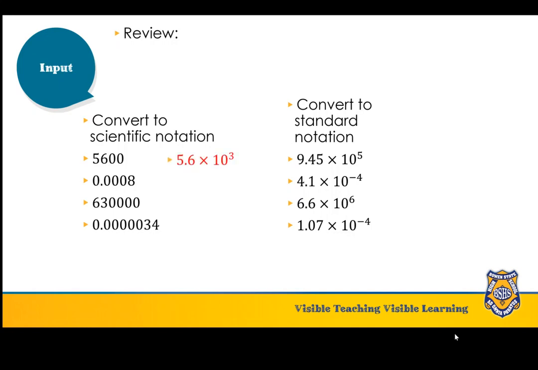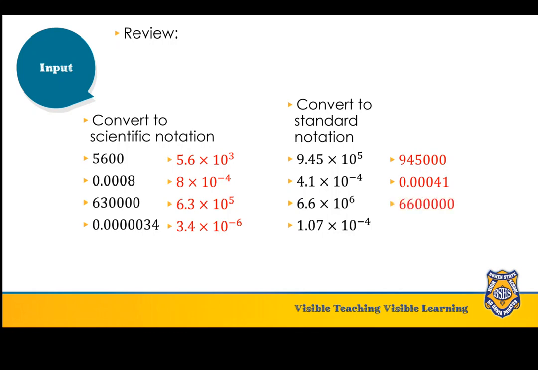So for the first one, you should have got 5.6 times 10 to the 3, 8 times 10 to the negative 4, 6.3 times 10 to the 5, and 3.4 times 10 to the negative 6. And then on the right hand side you should have got 945,000. On the next one you should have got 0.00041. On the third one you should have got 6,600,000. And on the final one, 0.000107. So if you got all of those right, very well done.